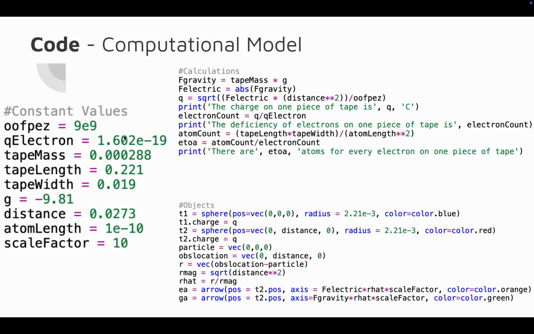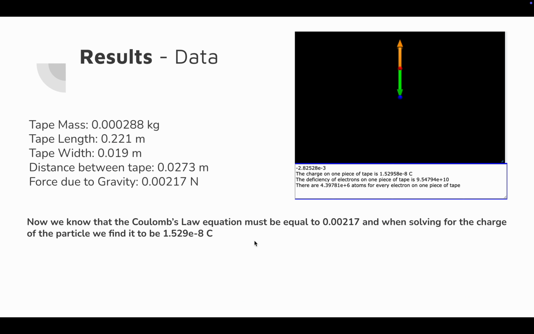I won't go too much into my code because it'll be linked in the description, but basically we set constant values, we made a few calculations, and then we made our objects for our diagram that you can see here. As some data, we found that the mass of the tape was 0.02888 kilograms, the length was 0.221 meters, the width 0.019, these are standard values. The distance between the pieces of tape was 0.0273 meters, and the force due to gravity was this number right here, 0.00217 newtons. So obviously we can tell that the electric force was the exact same, just in the opposite direction, because the net force was 0.